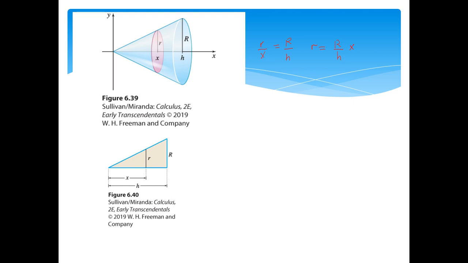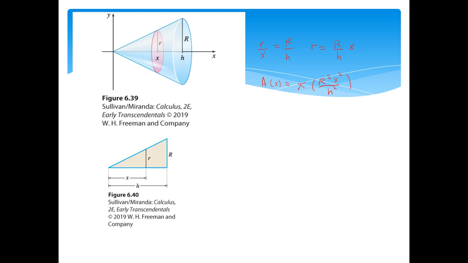So what is r anyway? This r here is the radius of this circle. That means A of x is going to be equal to pi times the radius squared. This is the radius here, so it's going to be equal to R squared x squared divided by h squared.